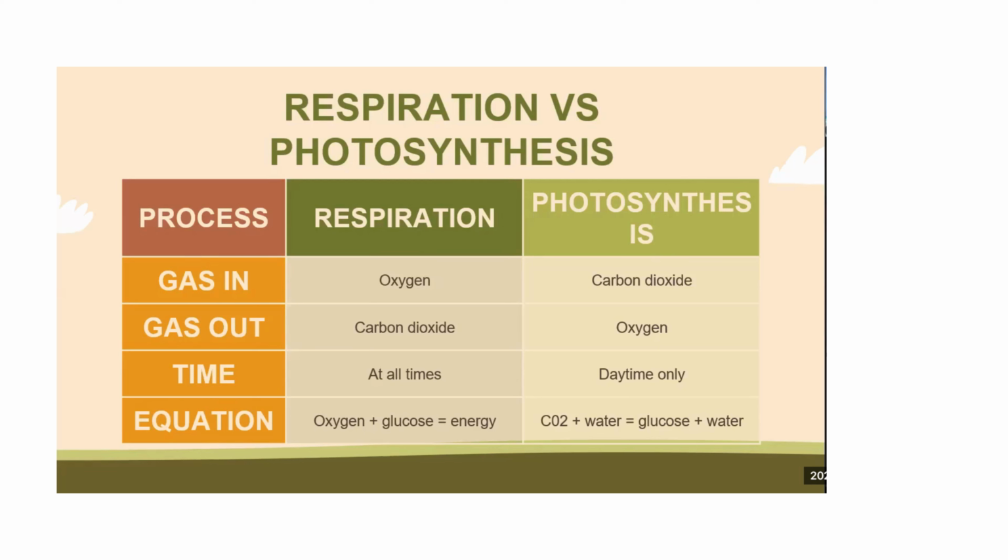So when we look at the equation, in respiration, oxygen and glucose are used, and the energy goes outside. But in photosynthesis, carbon dioxide, water and energy are used, and glucose and oxygen are produced, and glucose is the end product, the storage end product of photosynthesis.